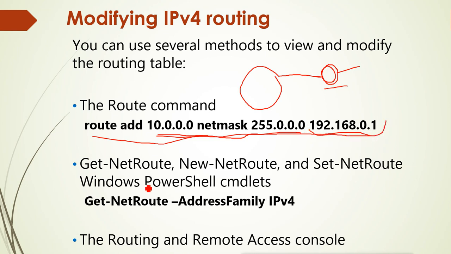We can also use the PowerShell command to get the route, to create a new route, and to set the route with Windows PowerShell. To get the route, we can run this command to see the route. The Routing and Remote Access console is used to do the configuration of routing. So basically, when we want to configure our Windows server as a router, we will configure the Routing and Remote Access services on this Windows server. So we can use this Windows server as a router.